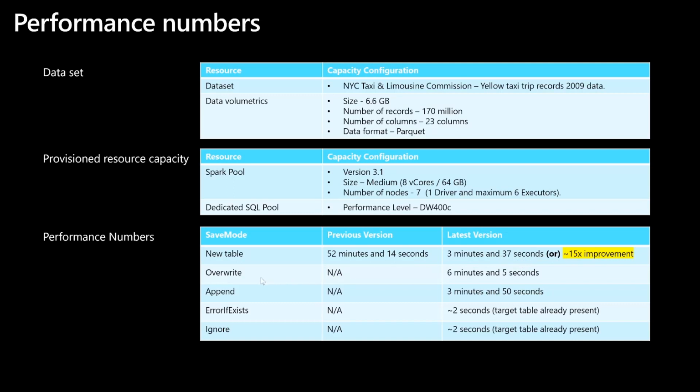There is no comparison to the other save modes because there's no provision for supporting those save modes on the older version. You have the relative numbers here. In case of overwrite, we delete the existing data and then ingest the new data into it. Hence, you see a spike here in the overall completion time. Likewise, for append, it's closer to writing to a new table. In case of error if exists and ignore, it's a fail fast response, where since the target table is already present, the request aborted and completed much earlier.